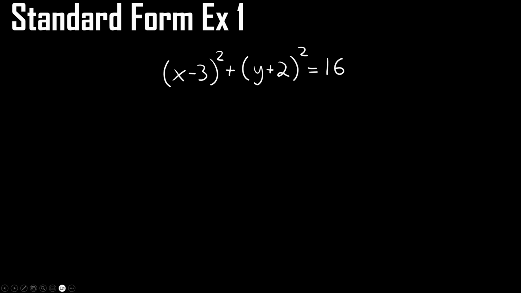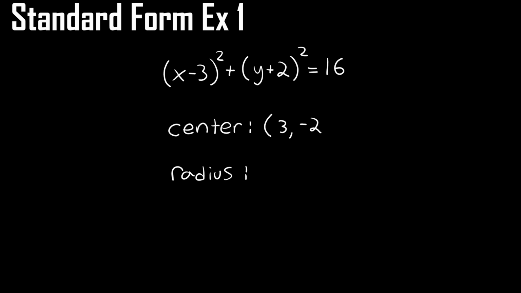So let's do a quick example. Let's say we are given the standard form of a circle, (x minus 3) squared plus (y plus 2) squared equals 16. What would the center and radius be? The center would be (3, negative 2), and the radius would be the square root of 16, which is 4.